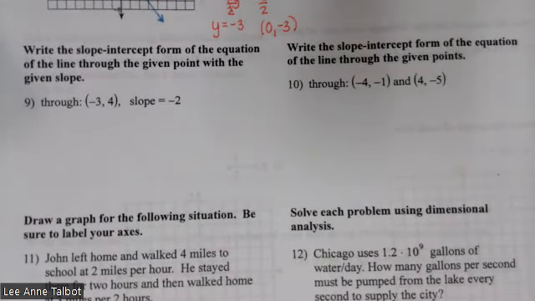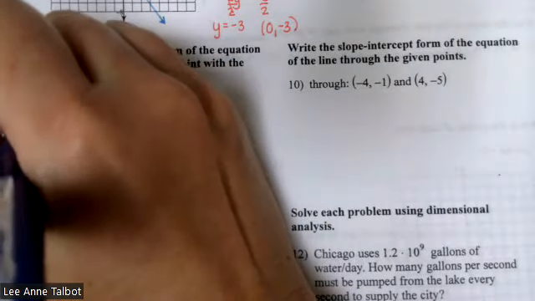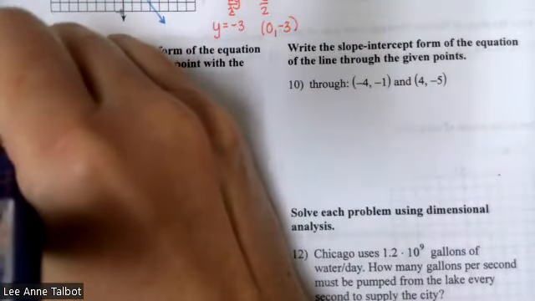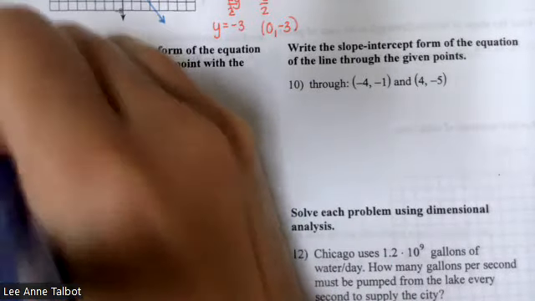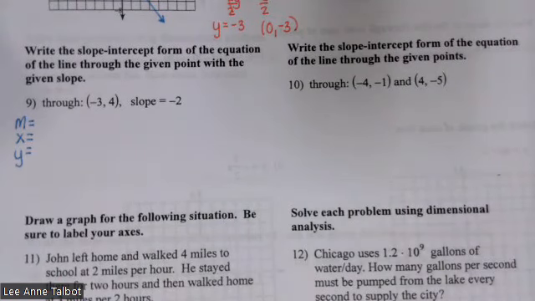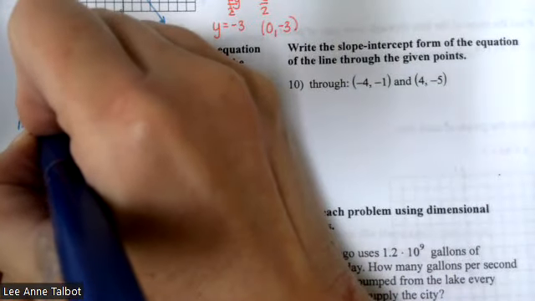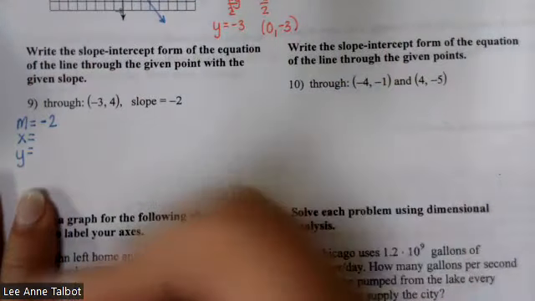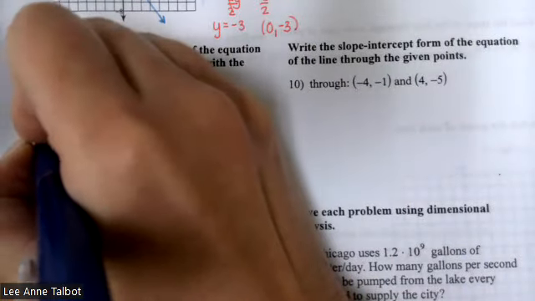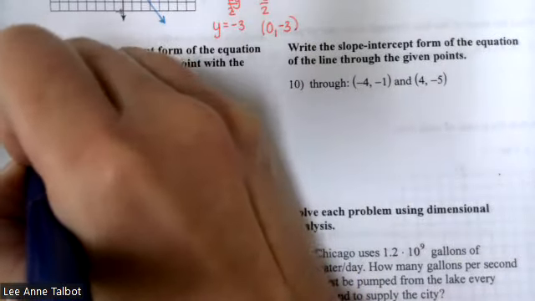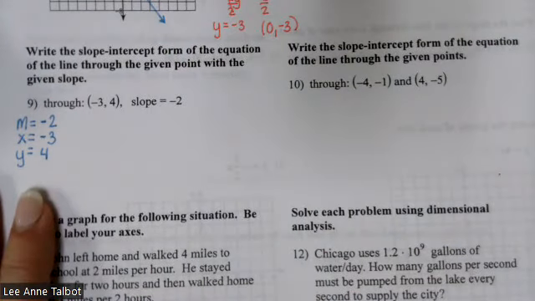Okay, now we have ones that actually need work. Write the slope-intercept form of the equation of the line through the given point with the given slope. When we do these problems, go over to the side and write m equals, x equals, y equals. On this problem, they give you the slope, so you have one less step than usual. Isn't that exciting? So the slope is -2, x is -3, and y is 4.